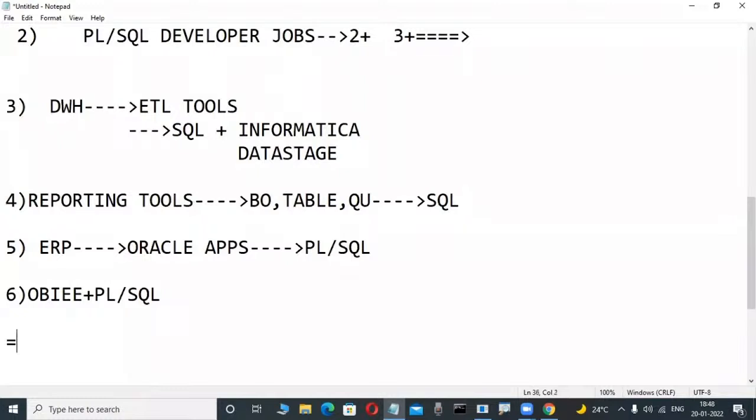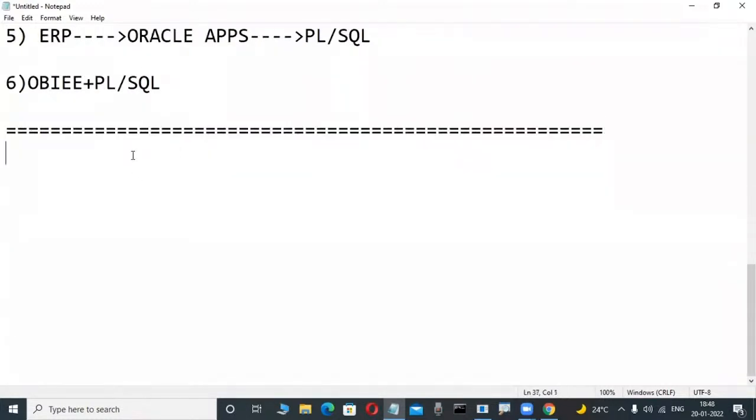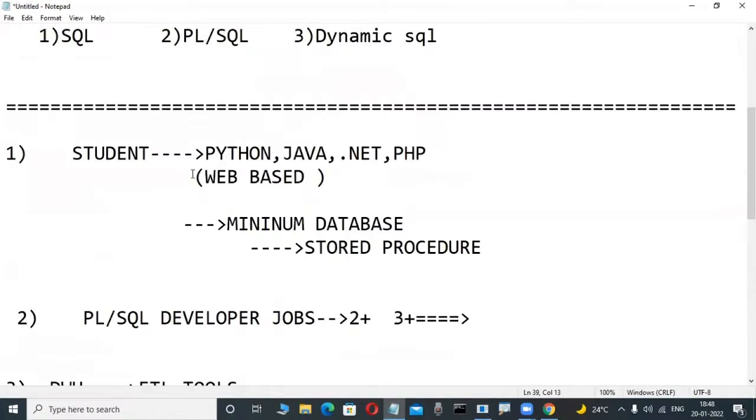Suppose you are not interested in the programming side, and you want jobs on the administration side. In that case, DBA courses are there: Oracle DBA, SQL Server DBA, MySQL DBA, database administration courses. Minimum SQL knowledge is required before learning those courses. These persons also learn these types of courses.